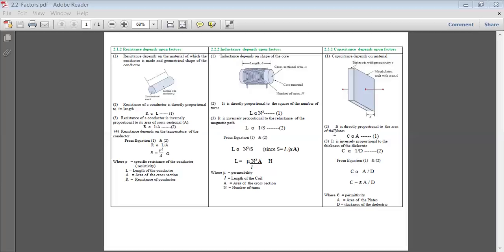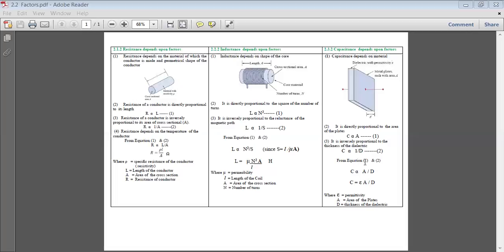And second one, it is directly proportional to the area of the plates. This is called equation 1. And third one, it is inversely proportional to the thickness of the dielectric. This is called equation 2.